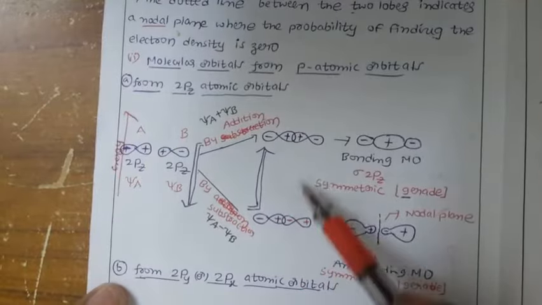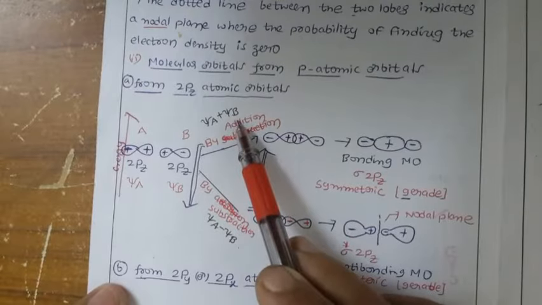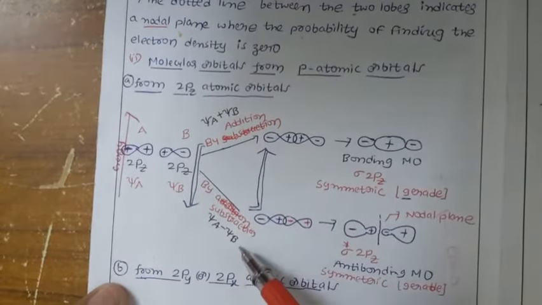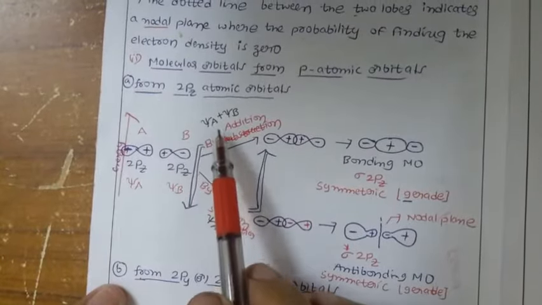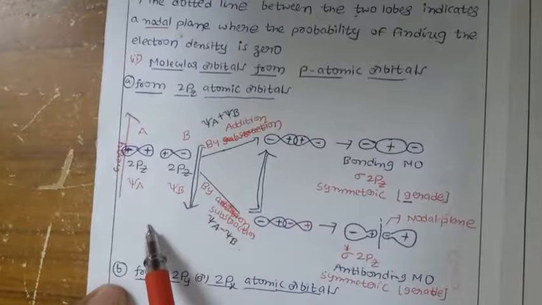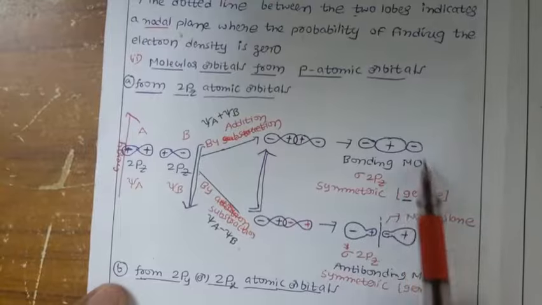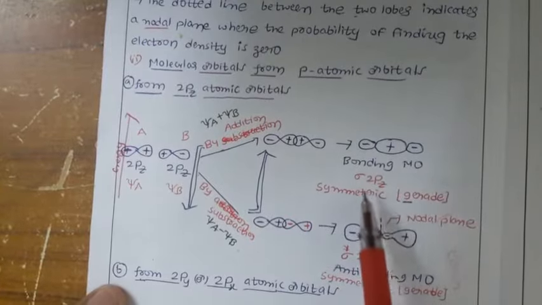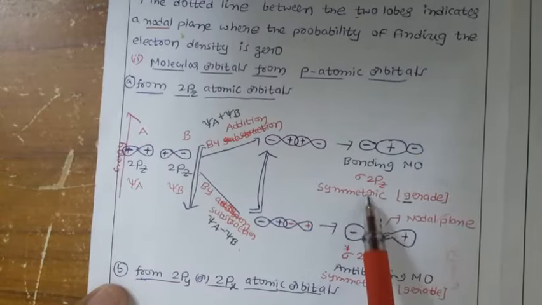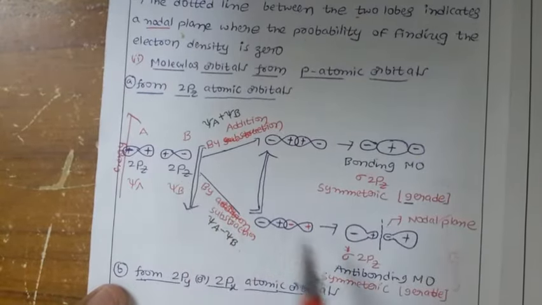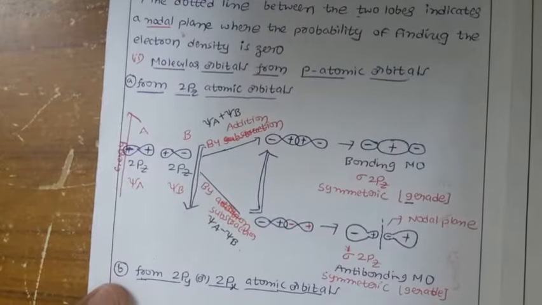This should be reversed. You have to remember that by addition you are getting the bonding molecular orbital, and by subtraction the antibonding molecular orbital, because the energy of bonding should be less and antibonding should be more. Now, the structure of the bonding molecular orbital is symmetric or gerade. You do not need to remember the structure, just remember sigma 2pz. This is the bonding molecular orbital formed from the 2pz atomic orbital. Now coming to antibonding, we get sigma star 2pz. It is symmetric or gerade.